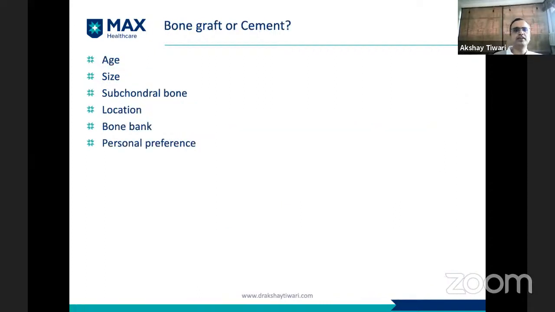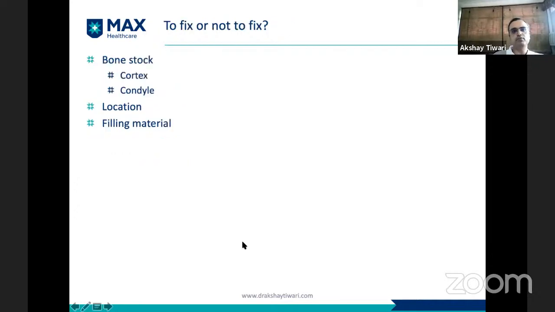So to choose between bone graft or cement, one would look at the age, the size, the subchondral bone health and the extent of subchondral bone remaining, the location of the lesion, whether weight-bearing or non-weight-bearing, the availability of a bone bank, and then of course, personal preference will matter when you choose between bone graft or cement.